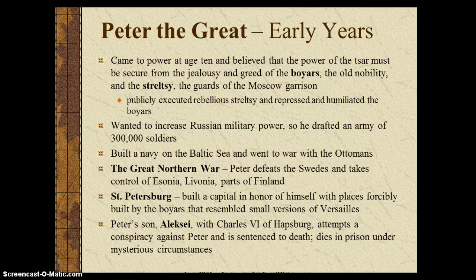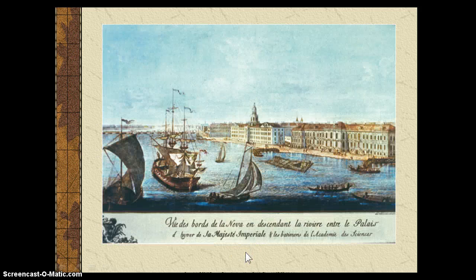Peter's son Alexei, with Charles VI of Habsburg, attempts a conspiracy against Peter and is sentenced to death and dies in prison under mysterious circumstances. So Peter's son tries an attempt on Peter's life, and Peter puts him down. And there's an interesting letter that goes with that. Here's St. Petersburg. As you can see, sailing and the huge structures behind it.